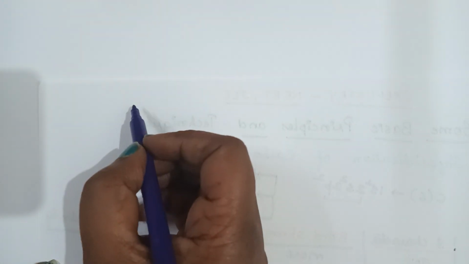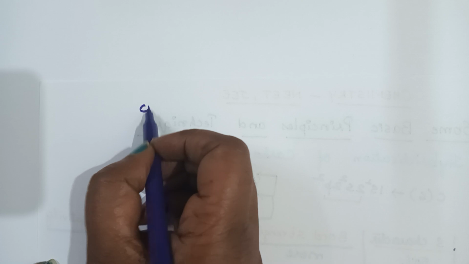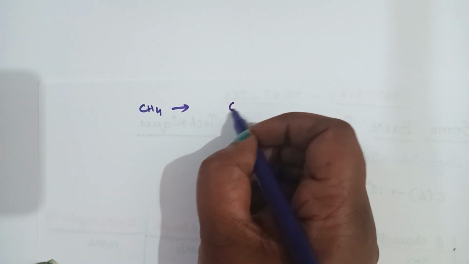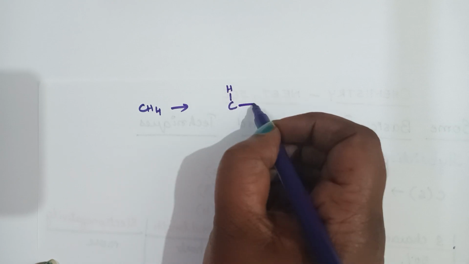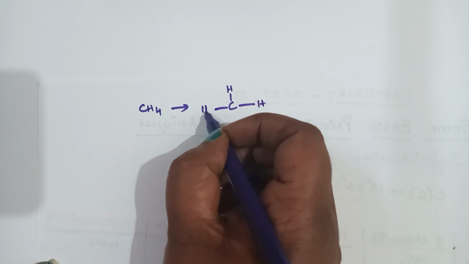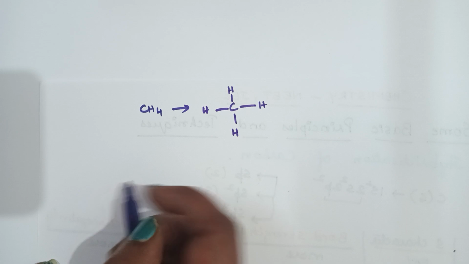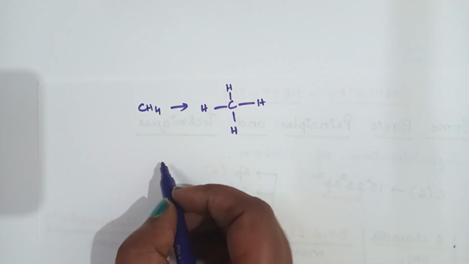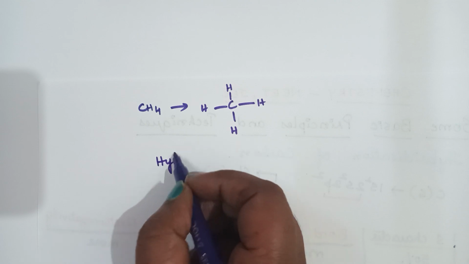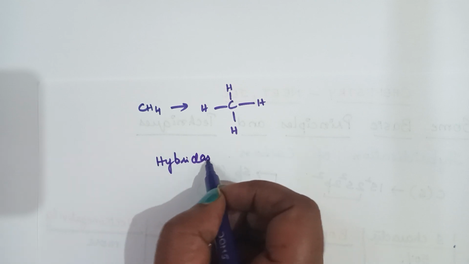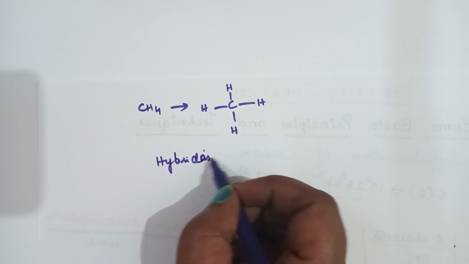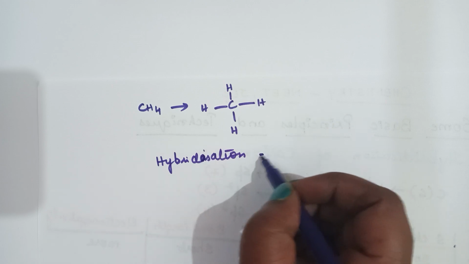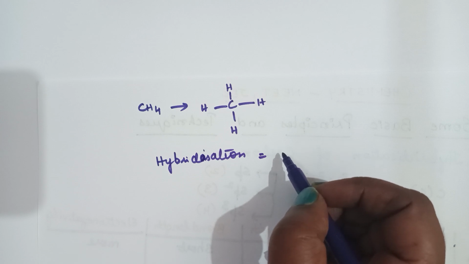Suppose the methane molecule is given. CH4 is the methane molecule. You can write this as carbon, hydrogen, hydrogen, hydrogen, and hydrogen. Now, how do we find the hybridization of this carbon? You will write hybridization is equal to number of sigma bonds.